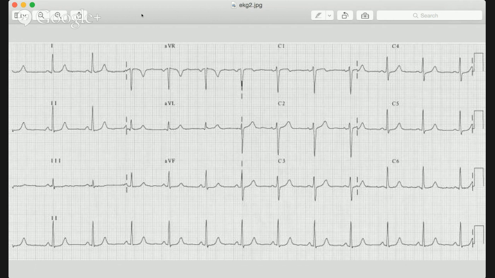So with that being said, when we add up all these steps, we'll say that this is a normal, regular rhythm with a rate of 70, with normal axis, no presence of left ventricular hypertrophy, and no myocardial ischemia, injury, or infarction. Does that sound good to you, Mr. Vickers?